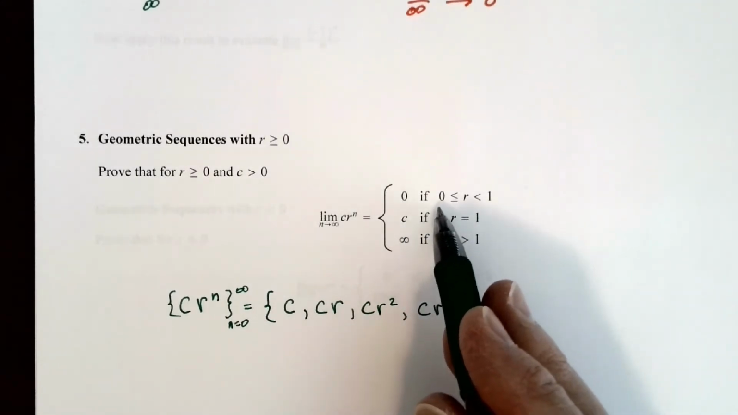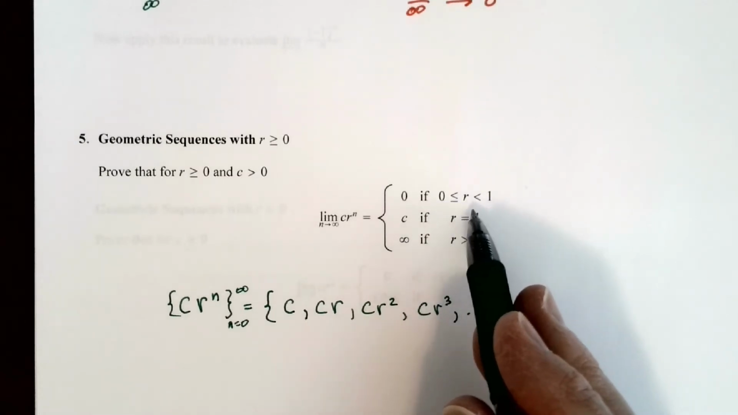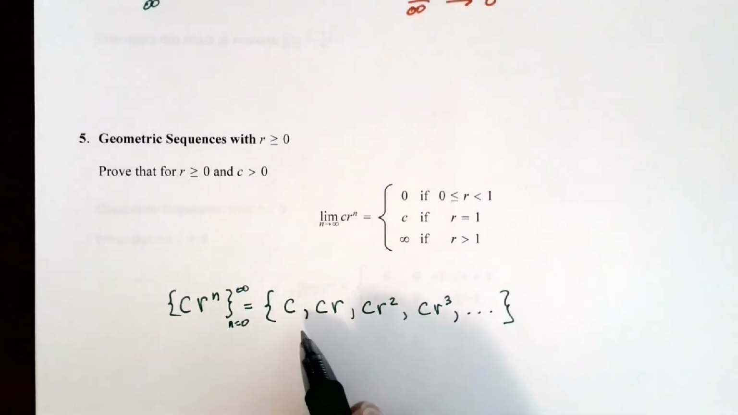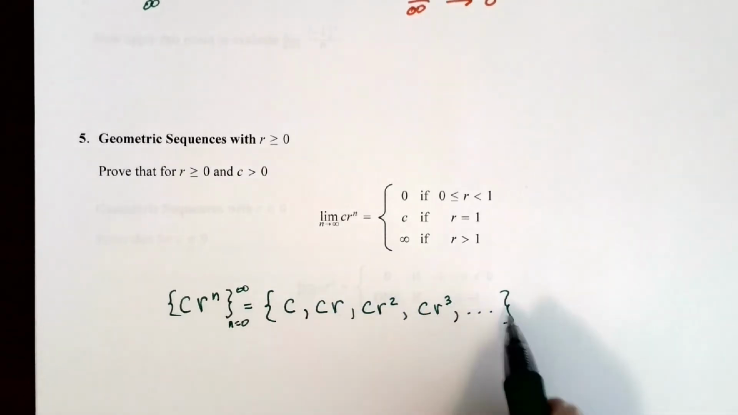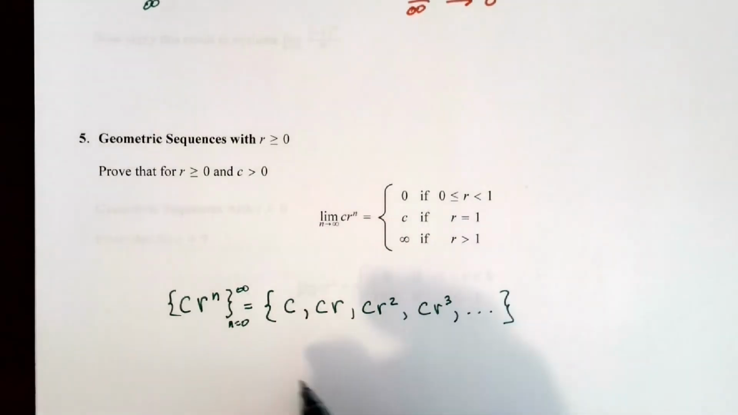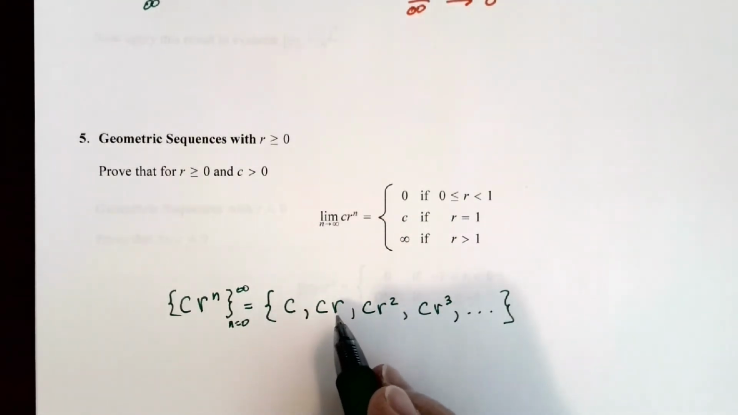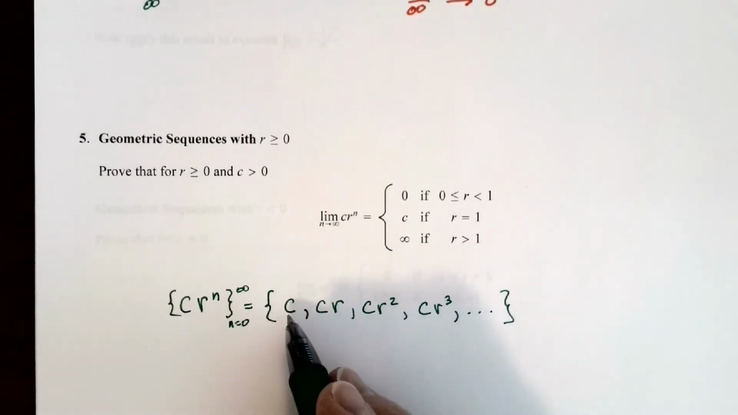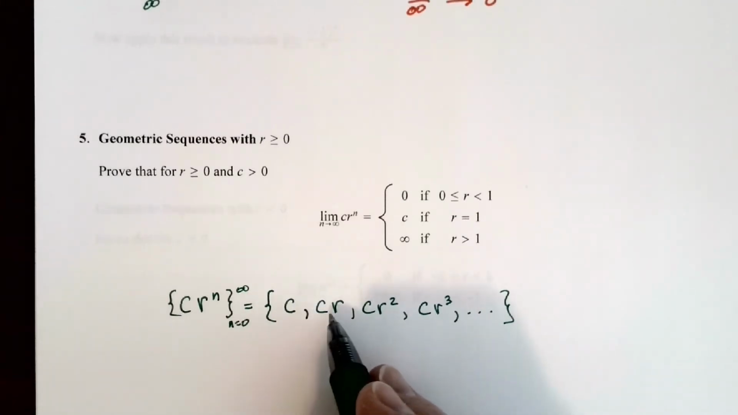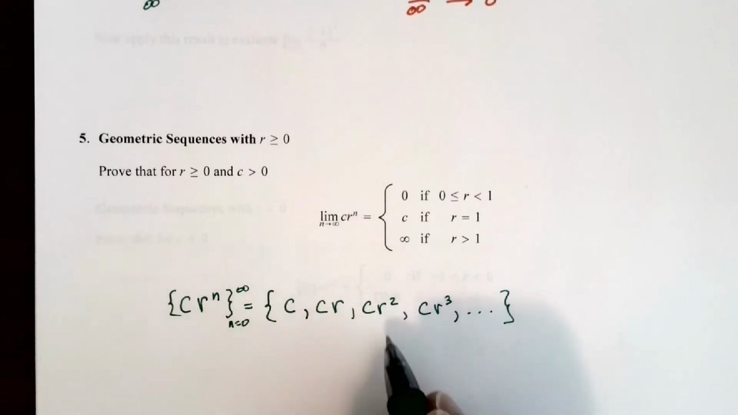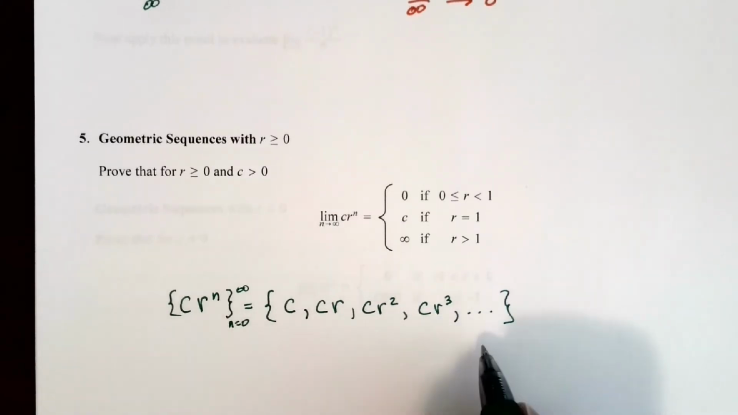Now, if r is 0 up to, but not including 1, so between 0 and 1, including possibly 0, obviously if r is 0, we know what's going to happen. This is c, and then this is 0, 0, 0, 0, 0, 0, so we'd certainly get 0. But what if r is between 0 and 1, like r is a half? What happens if r is a half? And let's just let c be 1, for instance. C is 1, I get 1 times a half is a half. 1 times a fourth is a fourth. I get an eighth, a 16th, 1/32nd, 1/64th. What's happening to those numbers? Getting closer and closer to 0.